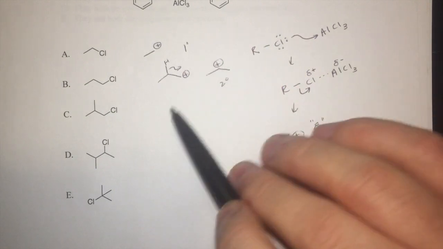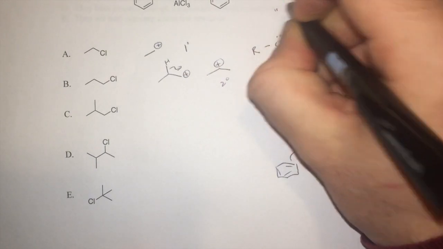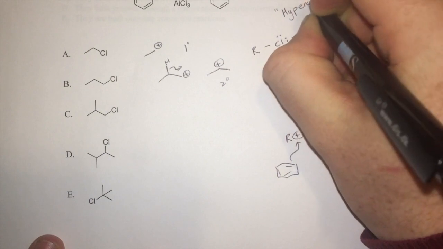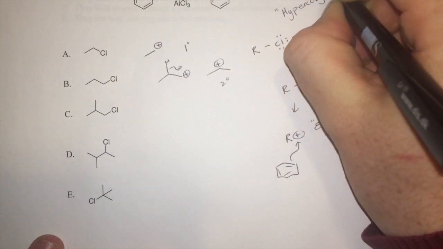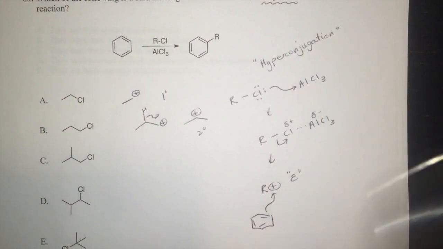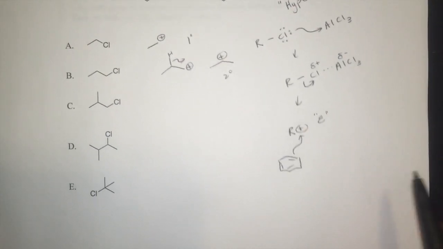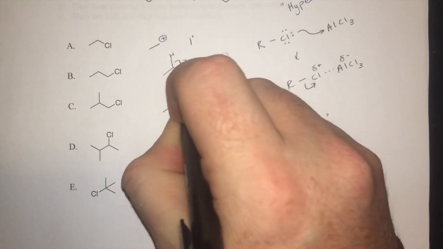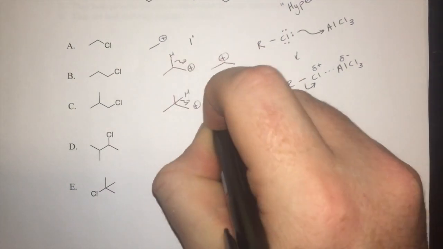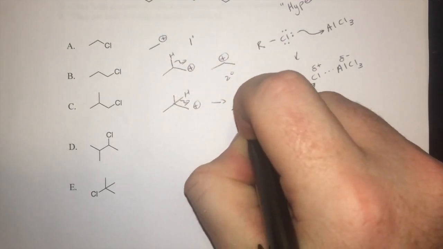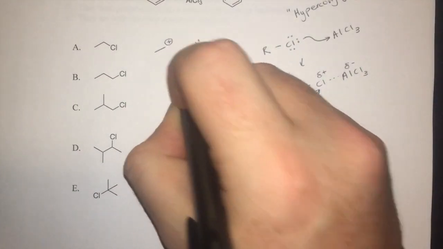If you are confused about why that is, go onto YouTube and search for the term hyperconjugation, and it'll explain to you exactly why a secondary carbocation is more stable than a primary, and a tertiary is more stable than a secondary, etc. Okay. Let's look at C. With C, we again get a primary carbocation, and this time it's even worse because with the hydride shift, you get a tertiary from the primary carbocation. So C is also out.